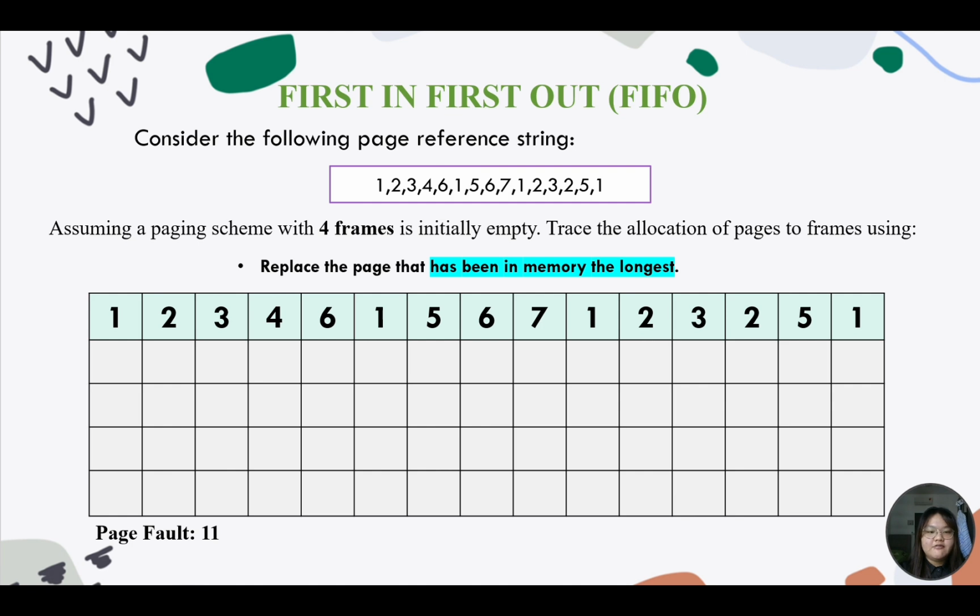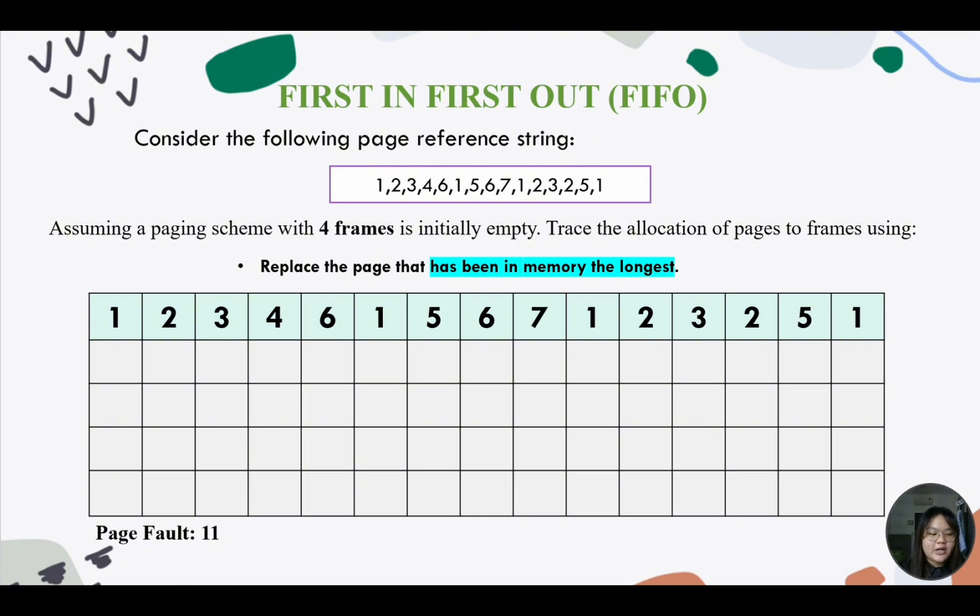This will consider the following page reference string. Assuming a paging scheme with 4 frames is initially empty. Trace the allocation of pages to frames using 1, 2, 3, 4, 6, 1, 5, 6, 7, 1, 2, 3, 2, 5, and 1. Now we start to solve the question by using first in, first out.